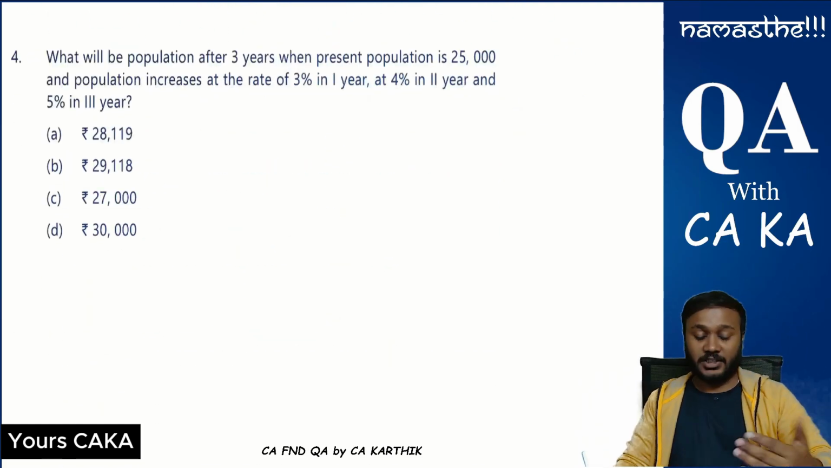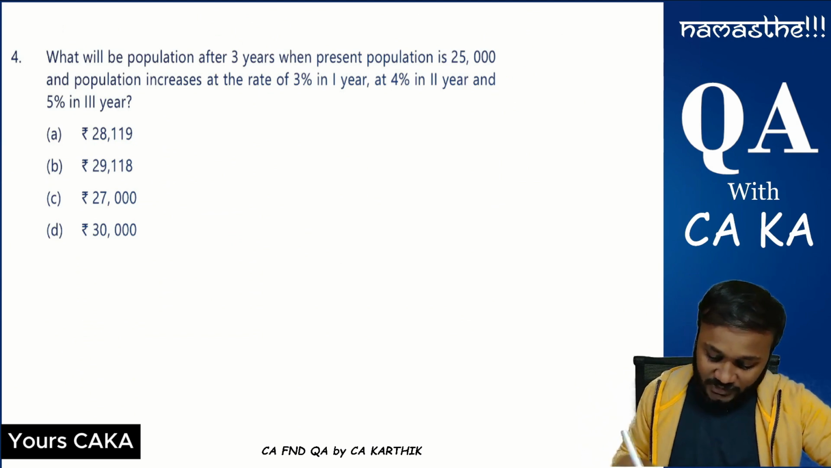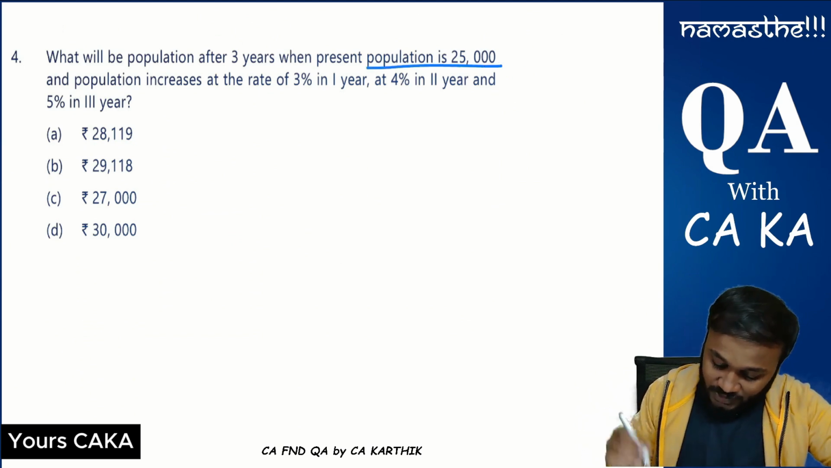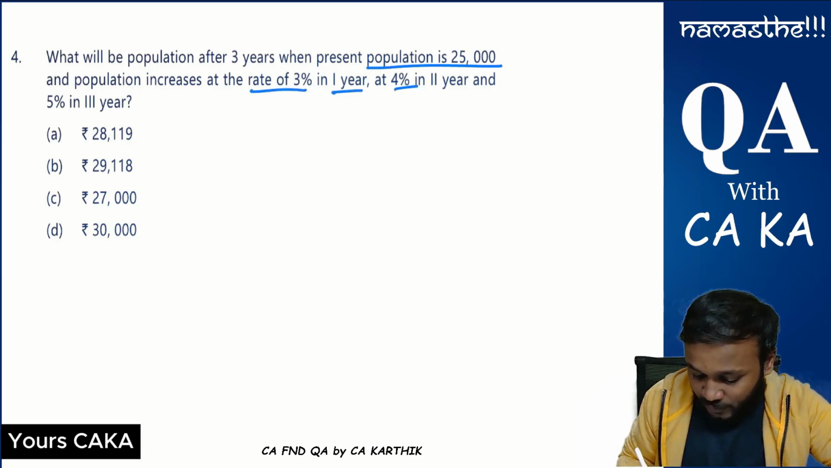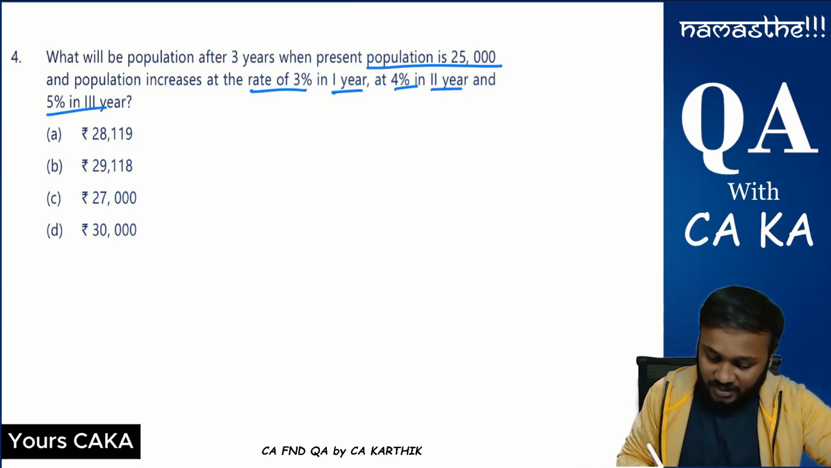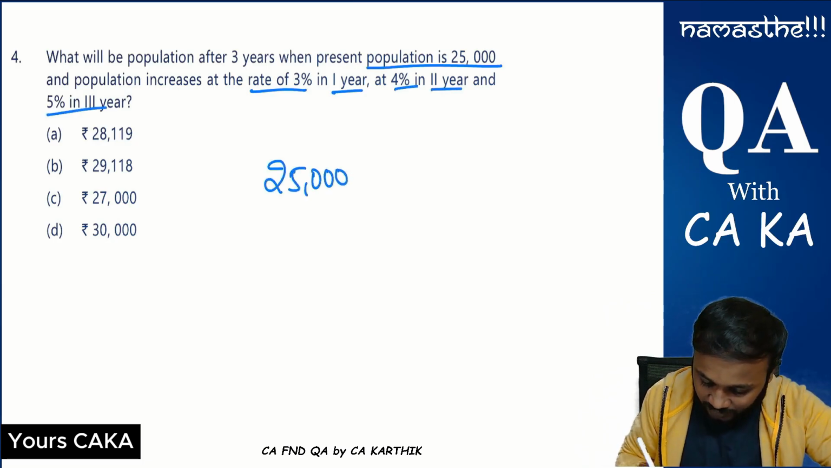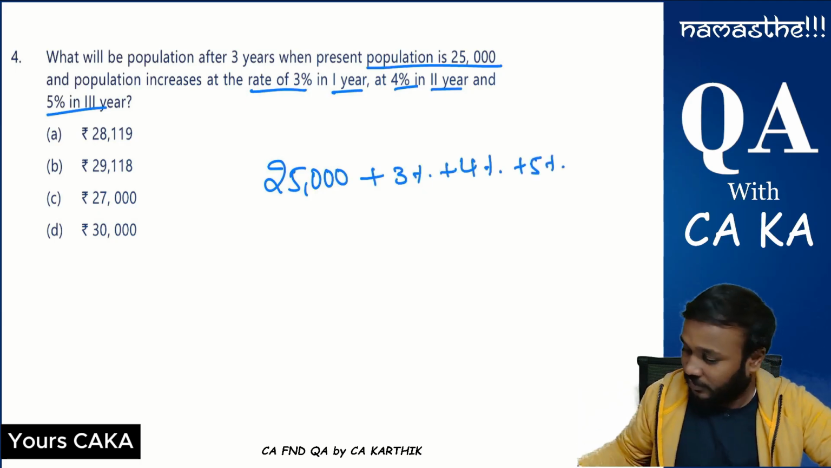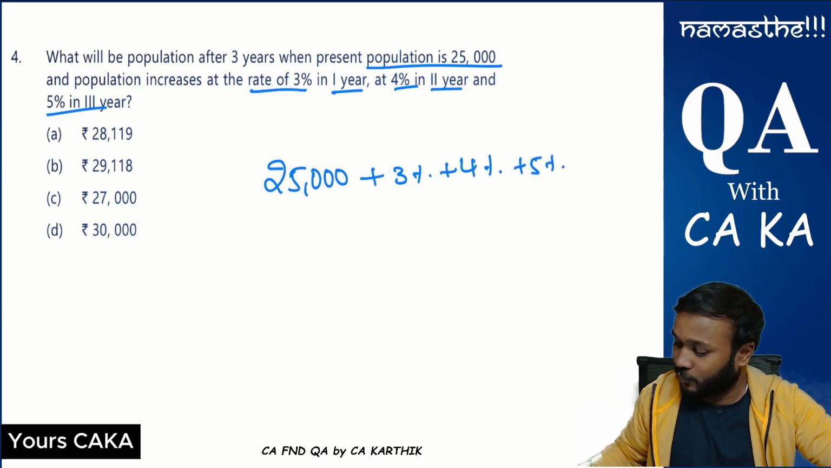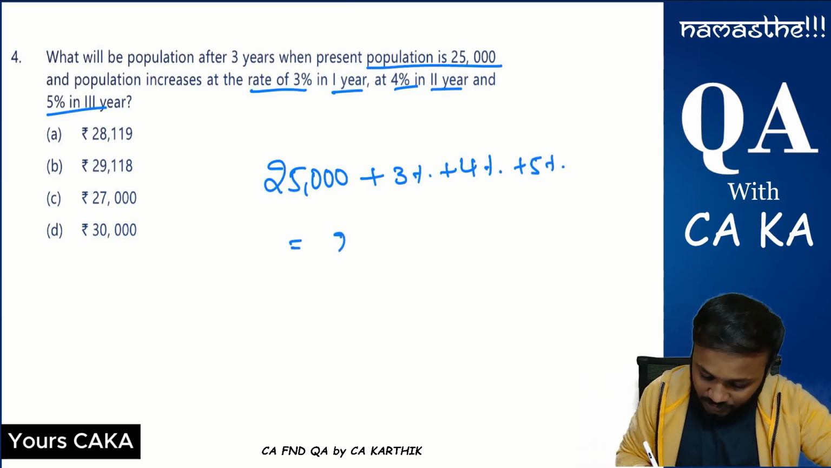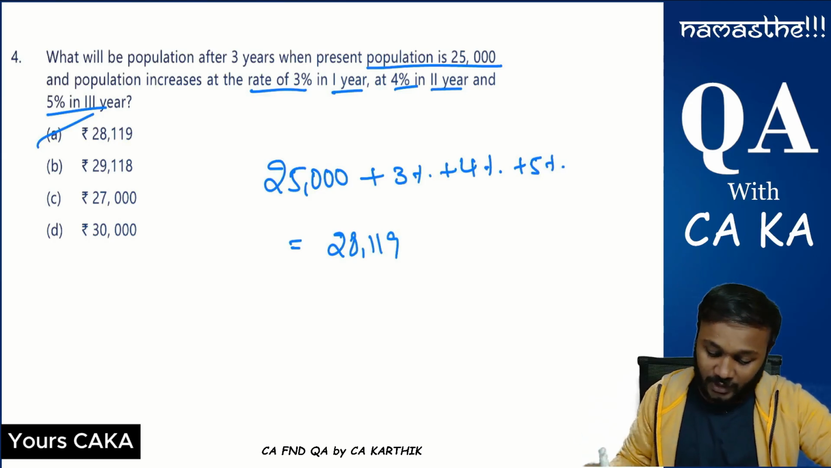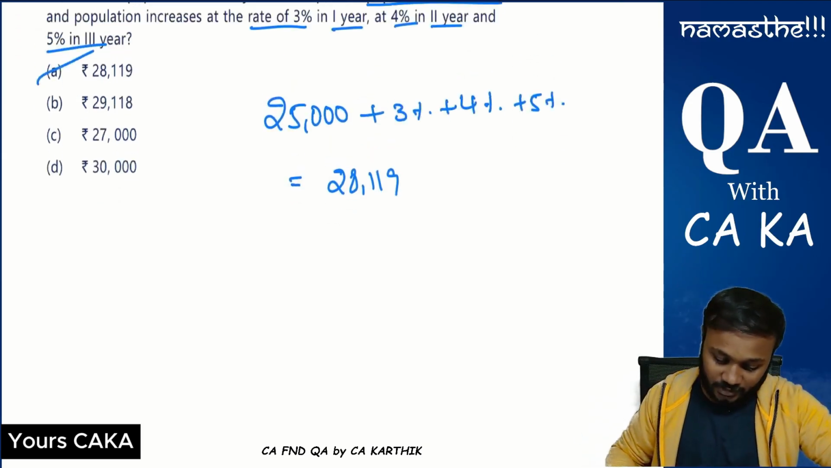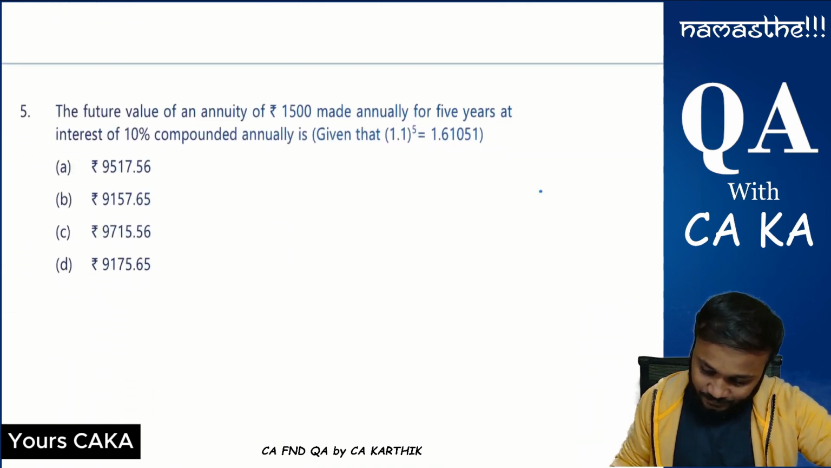We are jumping into the fourth question. What will be the population after 3 years when the present population is 25,000, and the population increases at the rate of 3% in the first year, 4% in the second year, and 5% in the third year? Straight away you can solve this problem in the calculator: 25,000 plus 3% plus 4% plus 5%. I got the answer as 28,119. For this kind of question you should not waste time by putting pen on paper. Just straight away use the calculator. So option A is the right answer in this case.